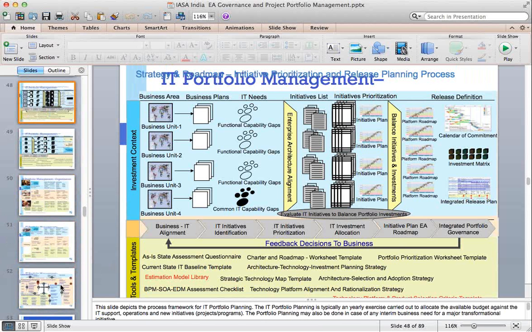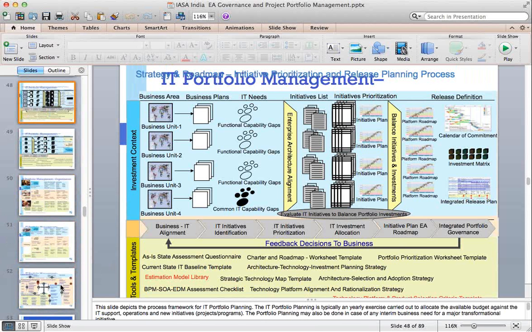So that has to come along with the enterprise architectural alignment, which evaluates IT initiatives to balance the portfolio investments. That's the initiatives, the prioritization, the IT strategy plan, which gets into a platform roadmap, and release definitions, calendars of commitment, what needs to be done, how to integrate releases, and the investment matrix. Ultimately, the integrated portfolio governance has to give feedback to business on business and IT alignment, because that's where we started. We started with initiatives to meet the business plan, and the integrated portfolio governance should drive it.